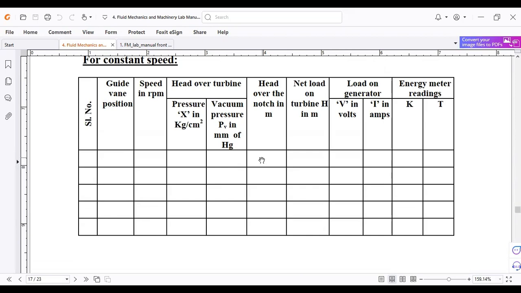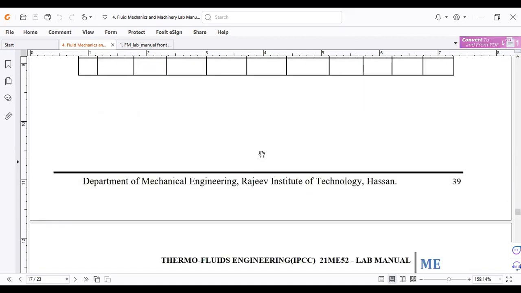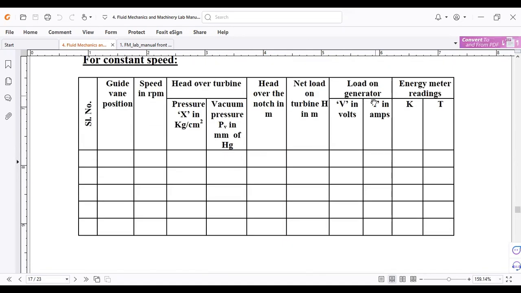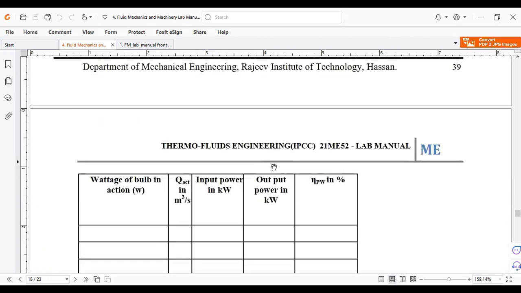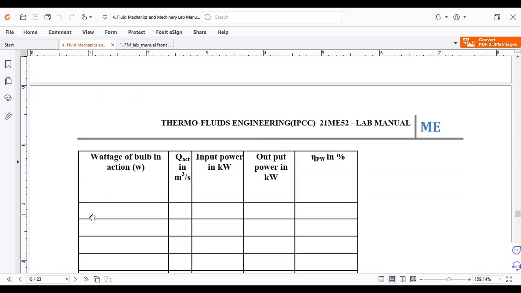The head over the notch should be taken from the V-notch. That is useful to calculate the actual discharge, and the load on the generator. Volts as well as amps should be noted down during the experiment. Next, the energy meter readings. For K, meaning 3 rotations of the energy meter disk, how much time is taken should be noted down from the stopwatch. Next, which bulbs are on, whether it is 200 watt, 400 watt, or 600 watt, should be noted down.